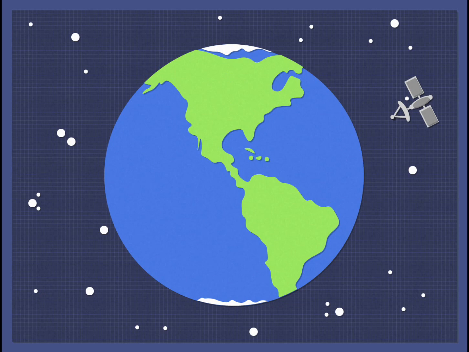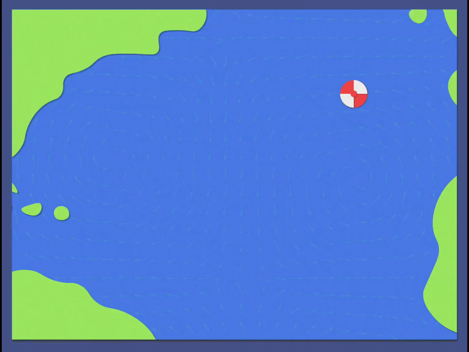Now let's say we have a satellite that takes a picture of the buoy's location. Because this satellite might be located hundreds or thousands of miles above the Earth, and the buoy, the Earth, and the satellite are all moving, this picture won't be perfectly clear. It might look more like this.